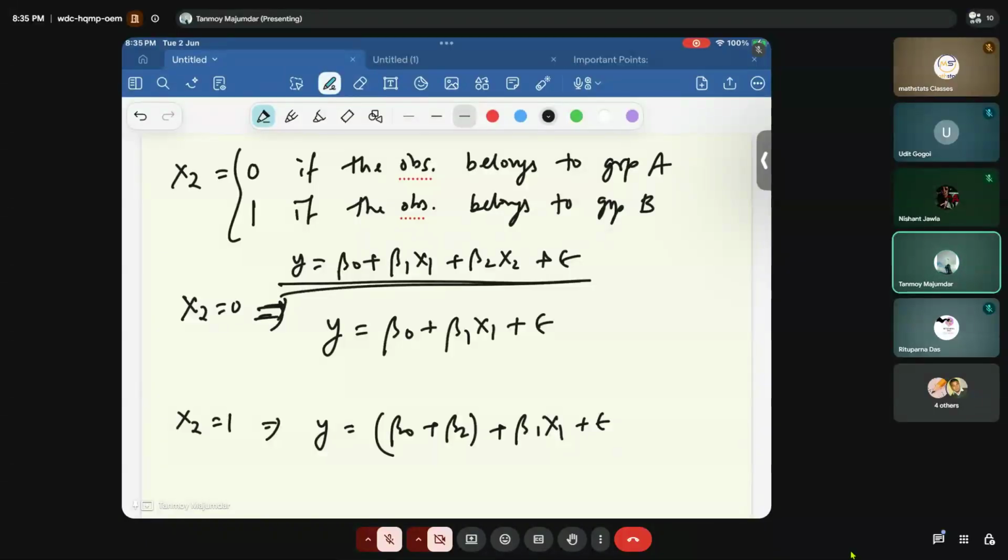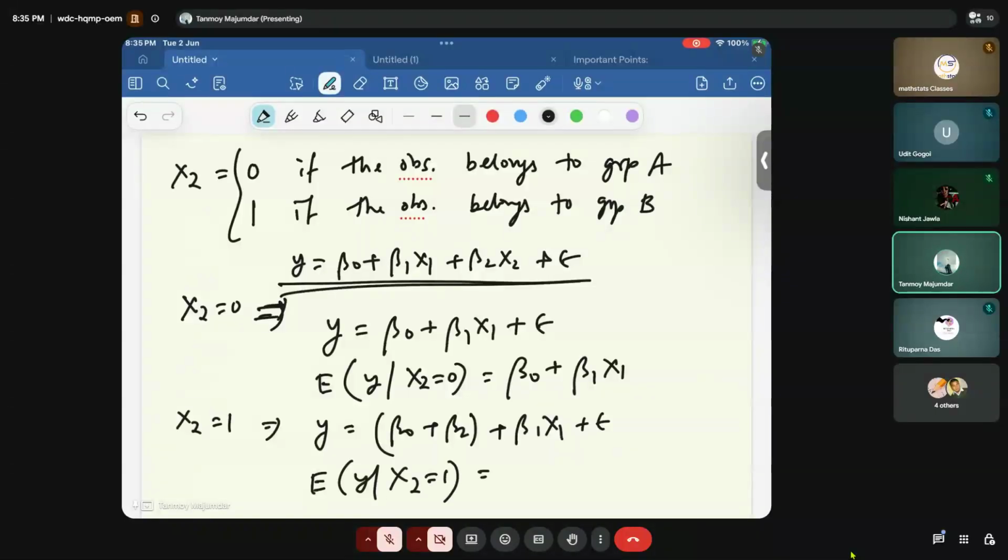Okay. So if that is true, then what is the expectation of y given x2 equals 0? That will be beta naught plus beta 1 x1. And what is the expectation of y given x2 equals 1? That is beta naught plus beta 2 plus beta 1 x1.